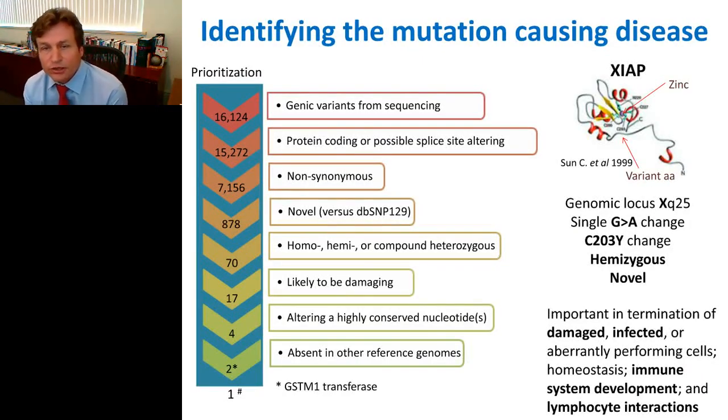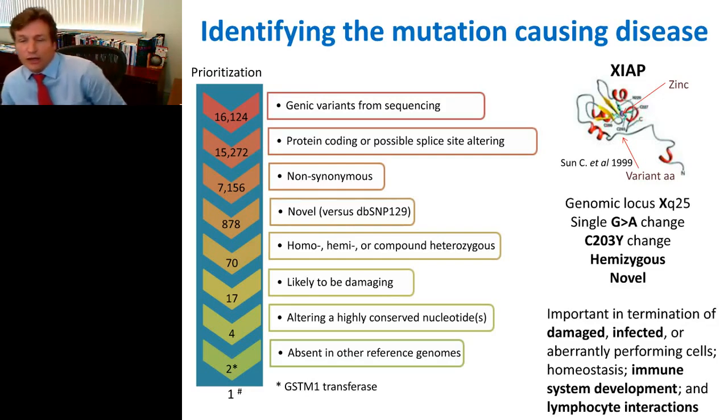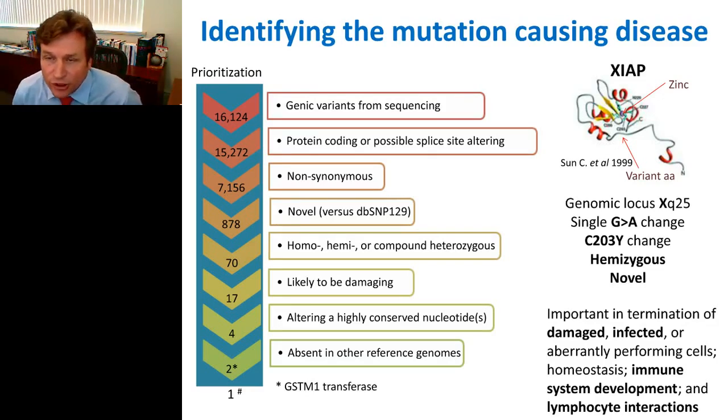So one of the things you have to be able to do then is to look at prioritization. So this is actually the data from Nick. How do you come down and look at this? So he had 16,124 variants. We went through a series of decisions, protein coding, non-synonymous, typical things that you wouldn't necessarily do any different than we would do. And the part that was important is that since it's a rare disease, it needed to be absent from other reference genomes. We came down to 2 genes. One was GSTM1 transferase, and the other was XIAP. Long story short, we were able to exclude GSTM1 and focus on XIAP.